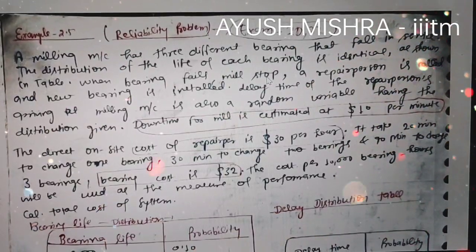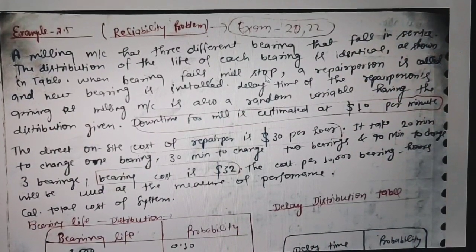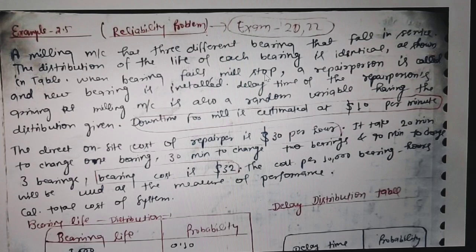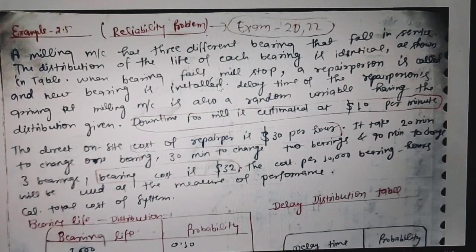Hello guys, now I'm going to discuss another complex problem of modeling and simulation, that is a reliability problem. The problem statement states that a milling machine has three different bearings that fail in service. The distribution of the life of each bearing is identical. When a bearing fails, the mill stops, a repair person is called, and a new bearing is installed.